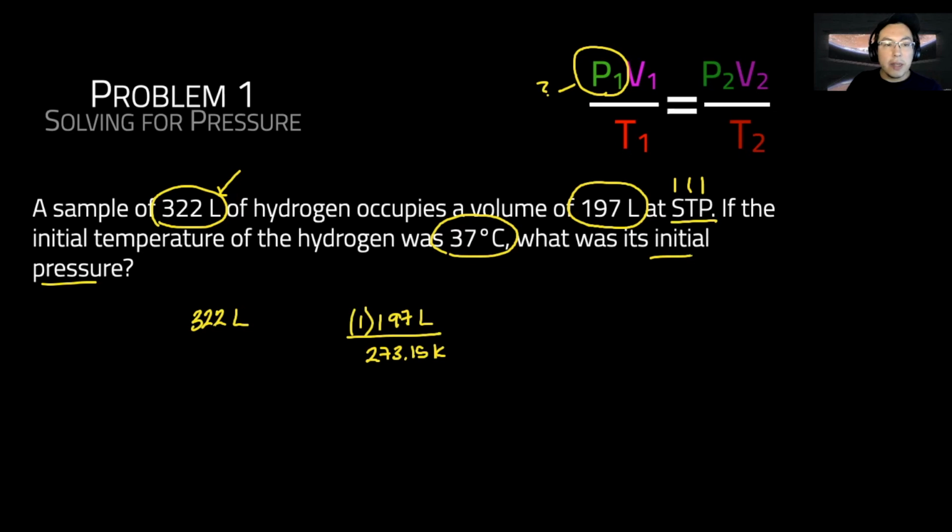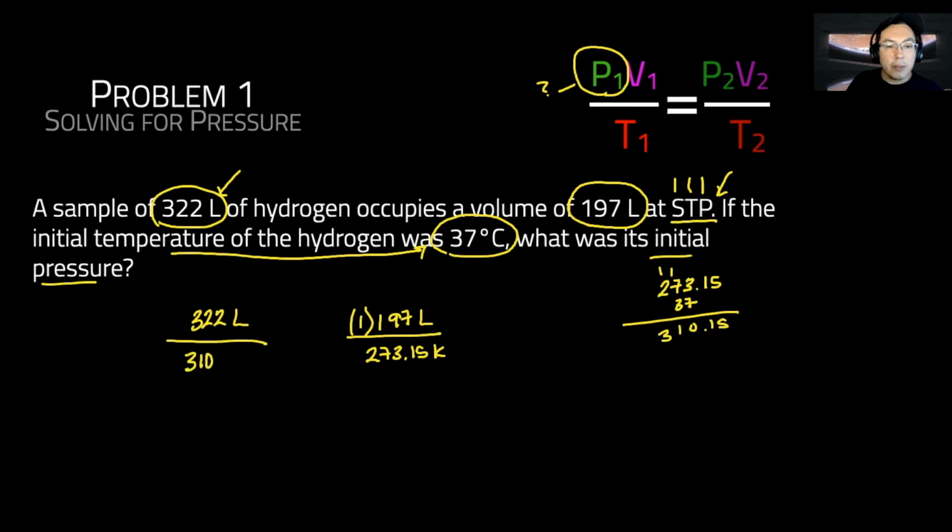So this is telling us that the initial temperature cannot be the standard temperature, it was 37 degrees Celsius. So that's 273.15 plus 37, right? So we get here 310.15. So our initial temperature was 310.15 Kelvin. What is the initial pressure? So our question is this, right?